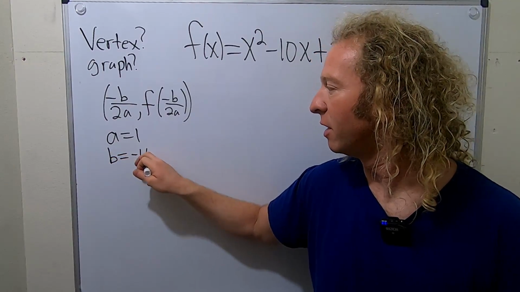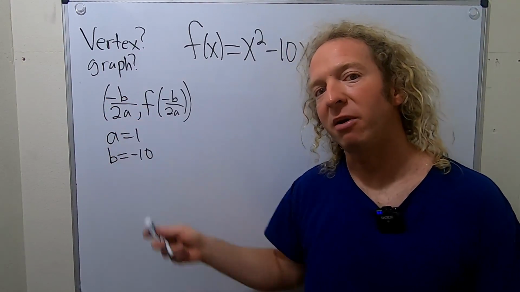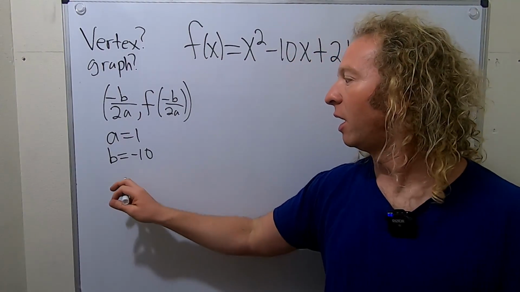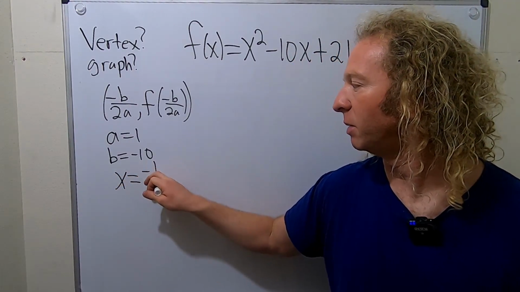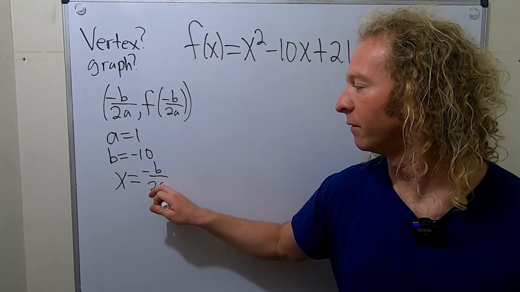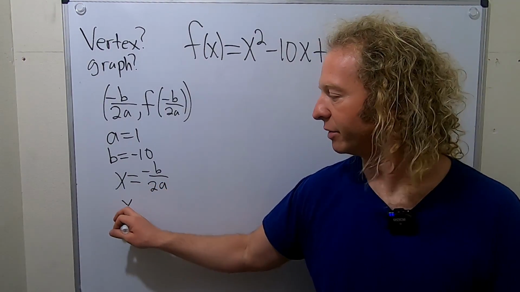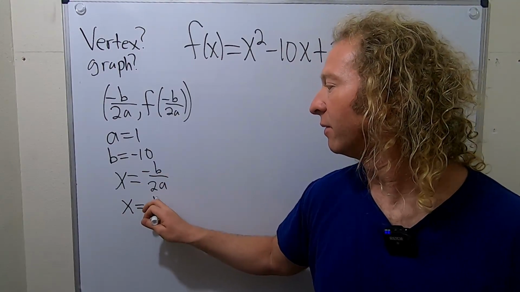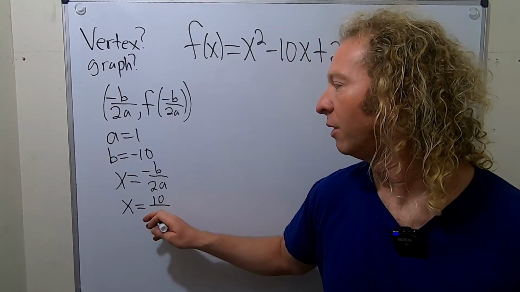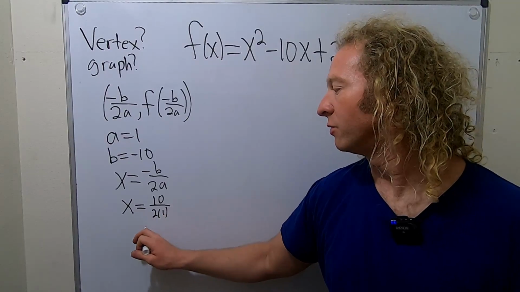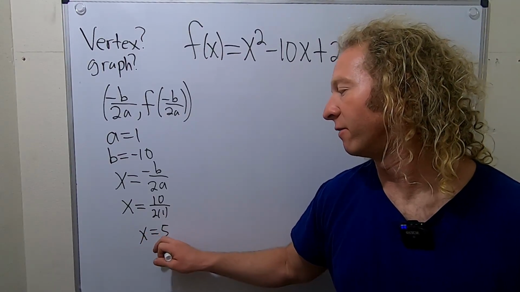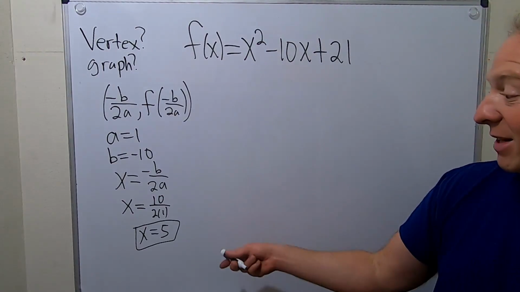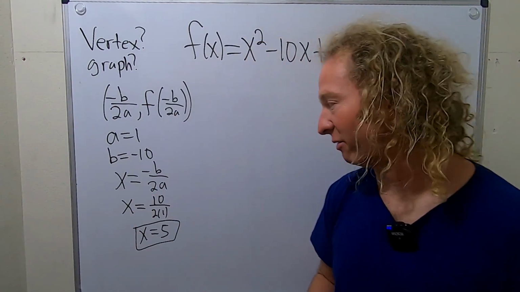So the first step is to figure out this negative B over 2A part. That's the x coordinate of the parabola. Okay, so x will be negative B over 2A. So that's x equals, negative and negative is positive, right? So it'll be 10 over 2 times 1. So x is equal to the number 5. So I'm going to put that in a box because that feels good.